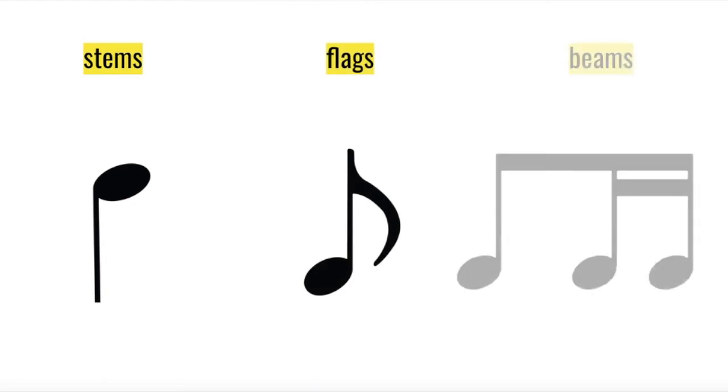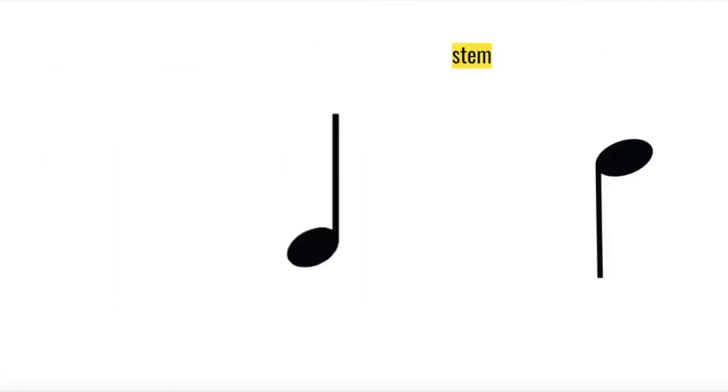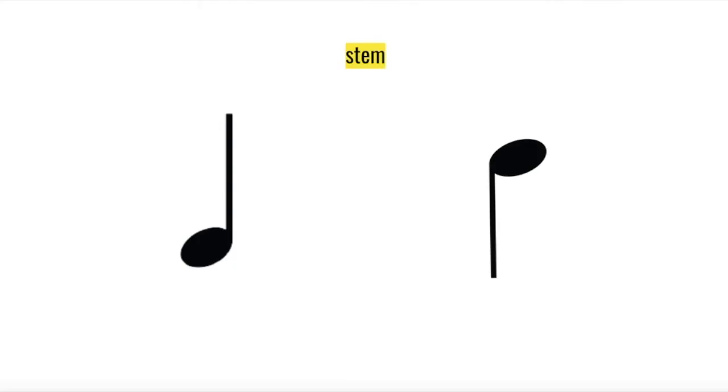Notes can also have stems and flags or beams. The note stem is a thin line that extends either up or down from the note head. The line extends upward from the right side of the note head or downward from the left side of the note head. You will never see this the other way. For example, upward from the left side or downward from the right side. You'll never see that.